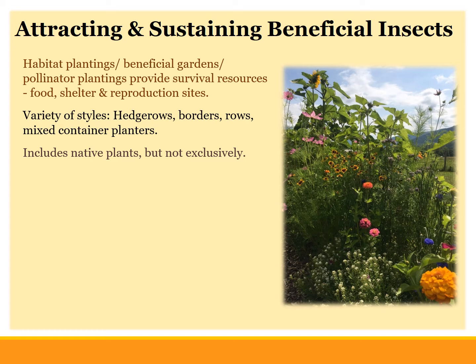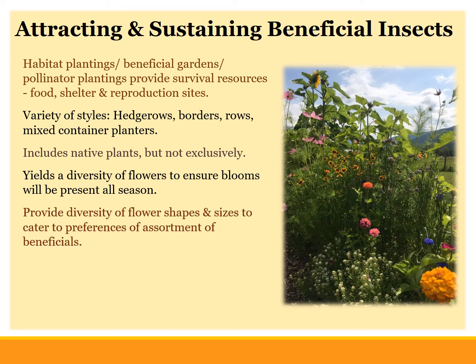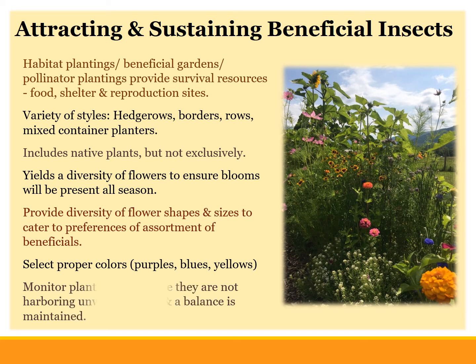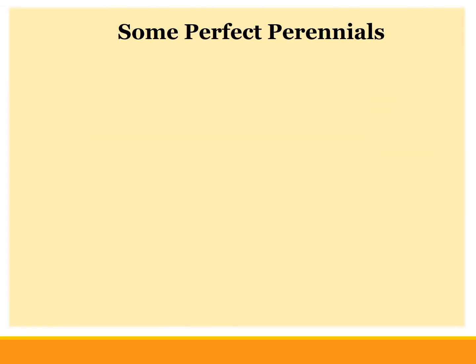It's important to provide a diversity of flower shapes and sizes. This ensures blooms will be present all season, and the flowers will cater to the diversity of floral preferences of an assortment of beneficial insects. Color also matters, with some of the most attractive being purples, blues, and yellows. It's a good habit to monitor plantings to be sure they are not harboring unwanted pests. If they are, it's good to keep an eye out that they're being kept in balance.